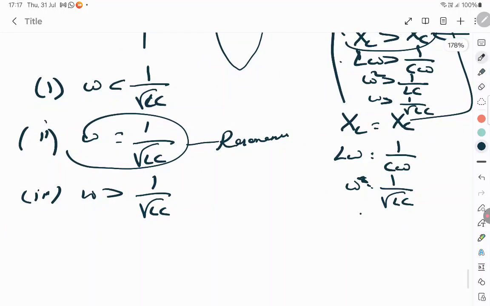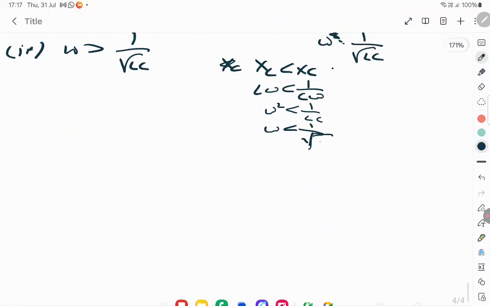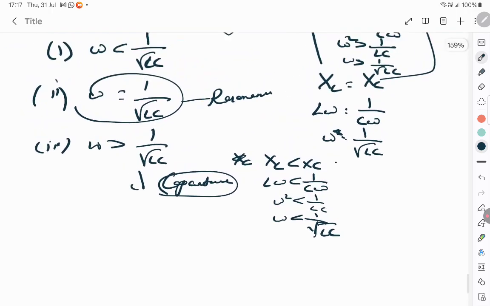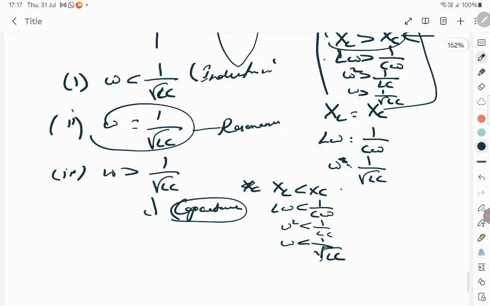This one will be supposing capacitance is more powerful. So then XL will be lesser than XC. So L omega will be lesser than 1 by C omega, omega square is lesser than 1 by LC, omega is lesser than 1 by root of LC. Therefore, you clearly understand that this condition stands for capacitance being more dominating, and this one is inductance being more dominating. This one I have already mentioned in my first video, you have recordings.